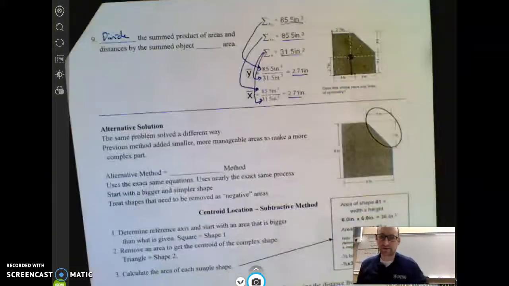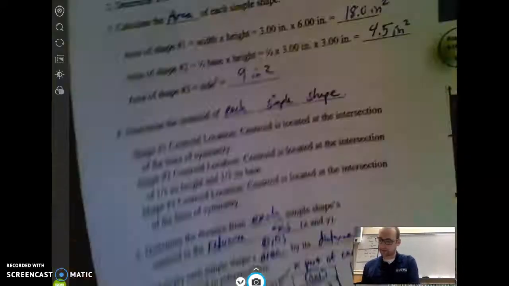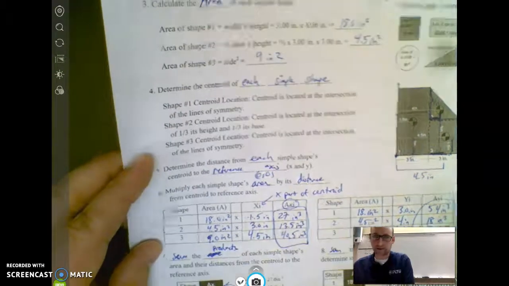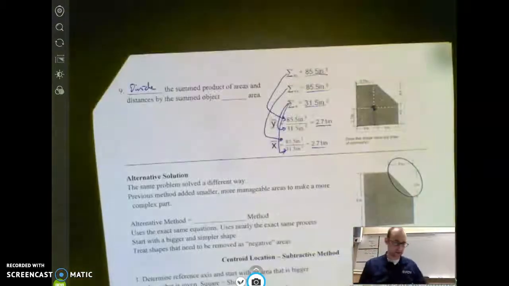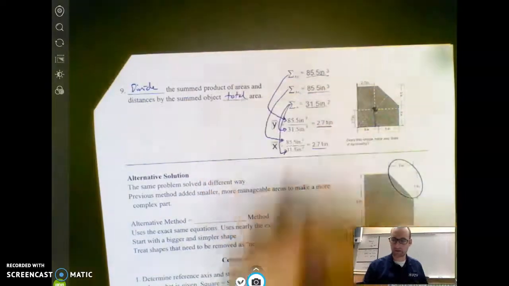You can do that with any shape. Any complicated shape, you can do it like that. So, there is a different way of doing this problem. I think I missed a word back here, the sum products. Okay, sum the products, and this was the summed object total area.